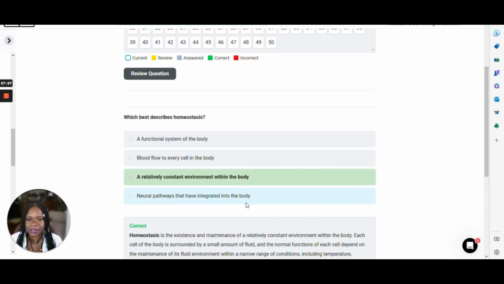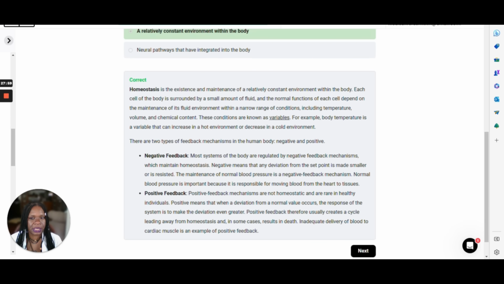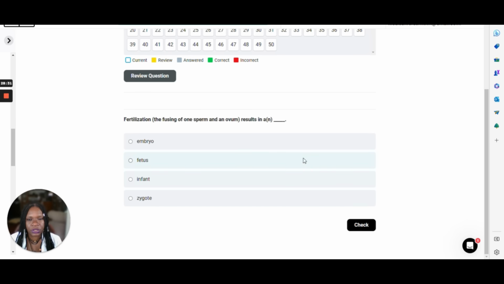So let's go ahead and check our answer, and it says that homeostasis is the existence and the maintenance of a relatively constant environment within the body. Each cell of the body is surrounded by a small amount of fluid, and the normal functions of each cell depend on the maintenance of its fluid environment within a narrow range of conditions. So it has to stay within that area, the sweet spot, basically. That's the word for the sweet spot. That's homeostasis right there. So you guys, let's move on to the next question, which is question number 12.